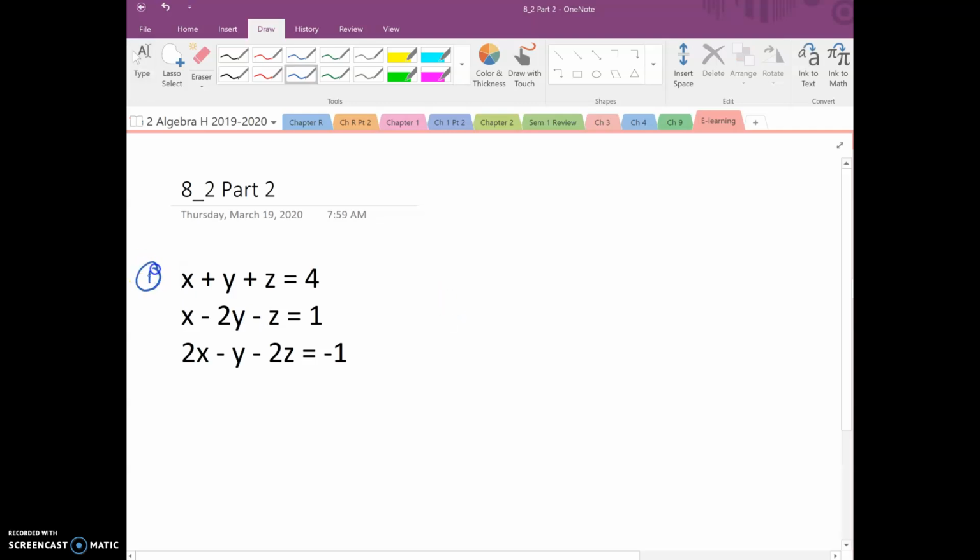So I'm going to call these equations 1, 2, and 3 on my paper. By the way, this is just a made-up problem. It's not from your textbook, but it should help you with 8-2 part 2. So I'm going to call them 1, 2, and 3.